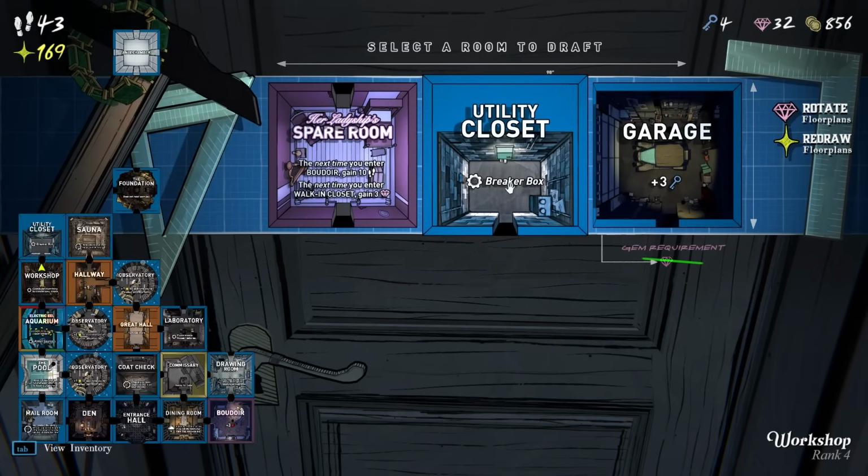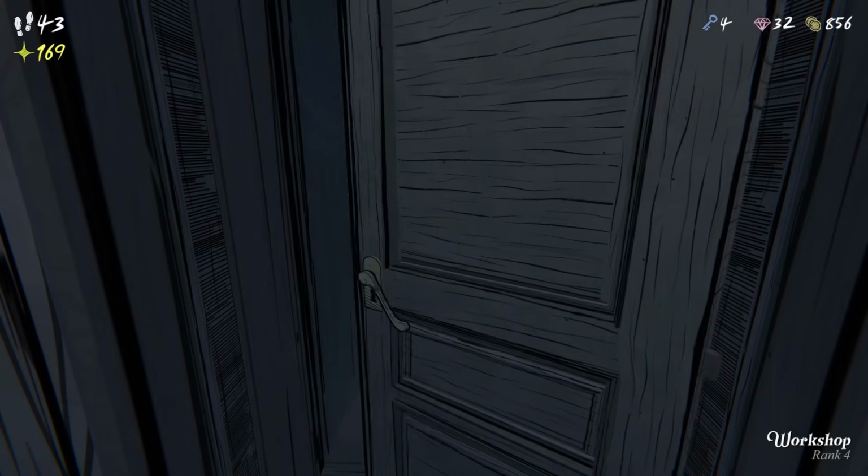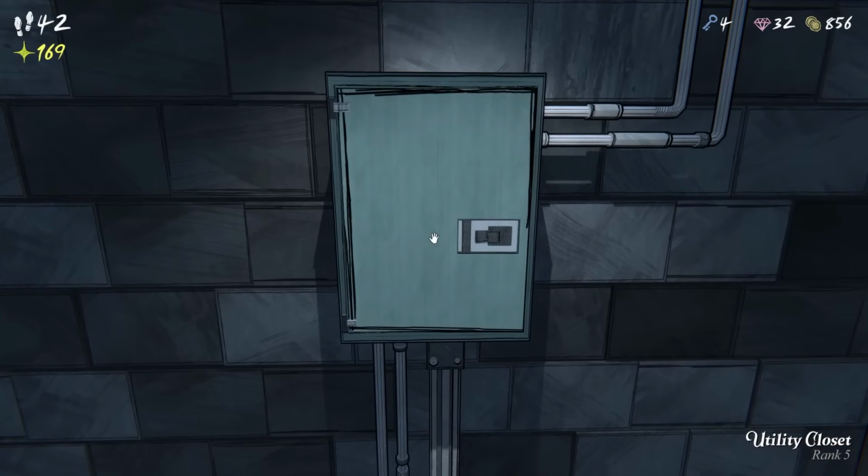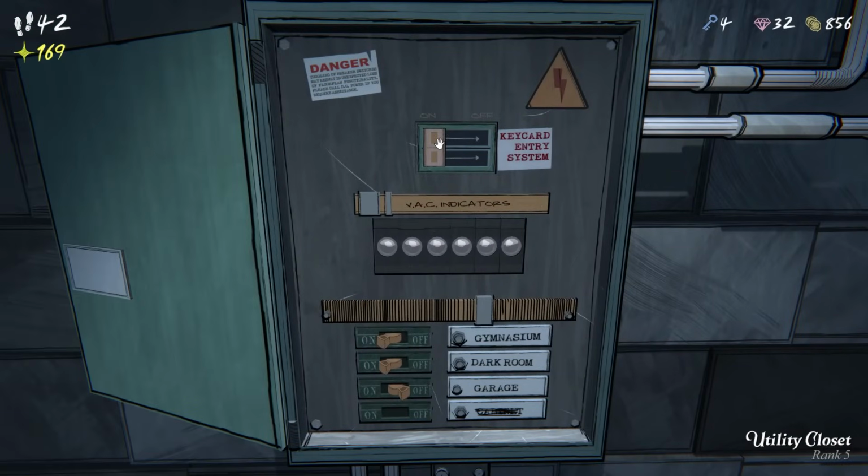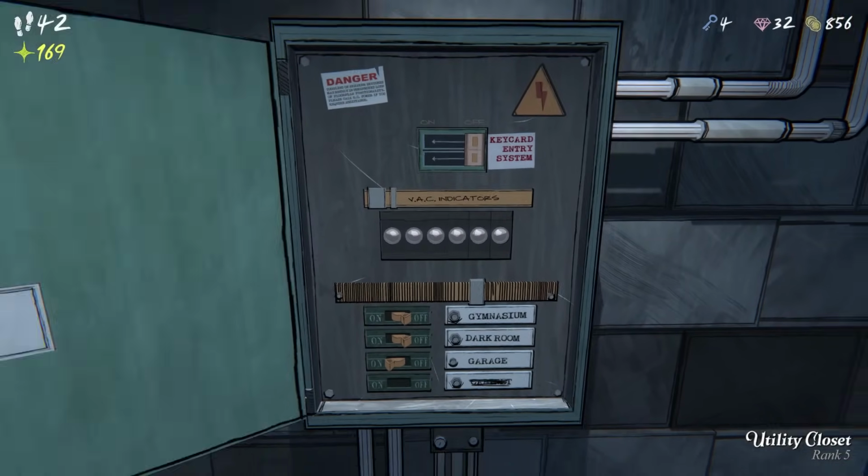Okay. Well... Okay. I'm cool with the utility closet. It's also a dead end, you know. The whole dead end thing. We'll just say we're practicing. How about that? How does that sound? Off, on, off. Okay.